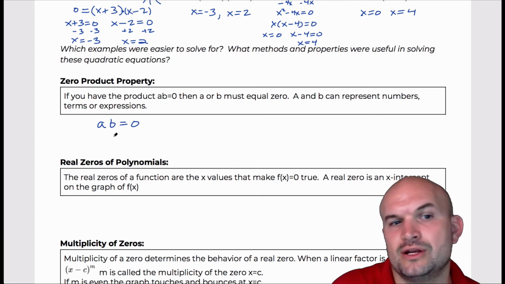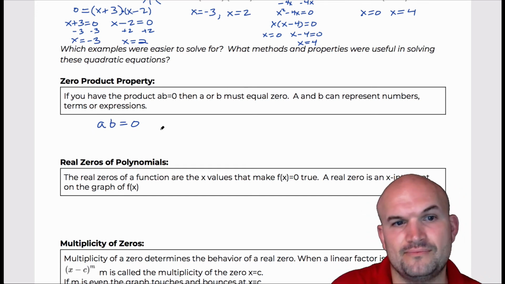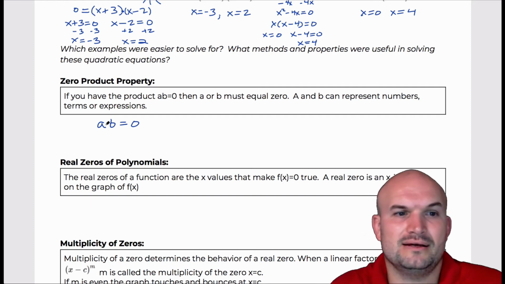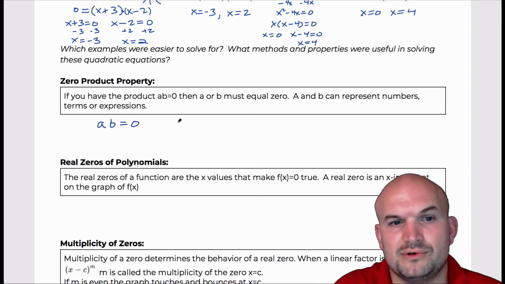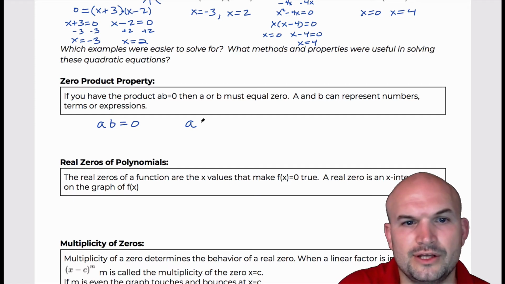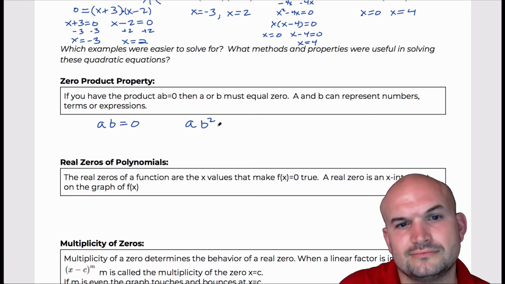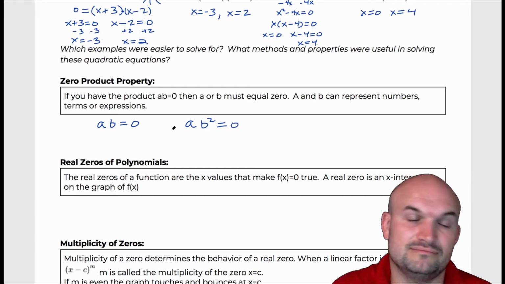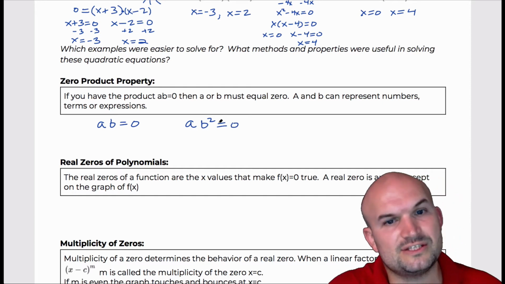So therefore, we'd set A equals 0 or B equals 0. Now again, this doesn't have to be just random variables. You could have A times B squared equals 0. Again, either A equals 0 or B squared equals 0.